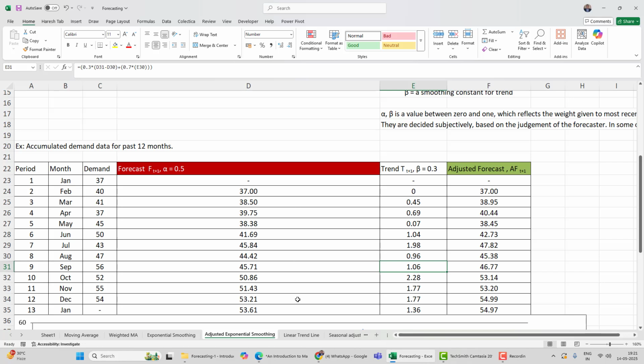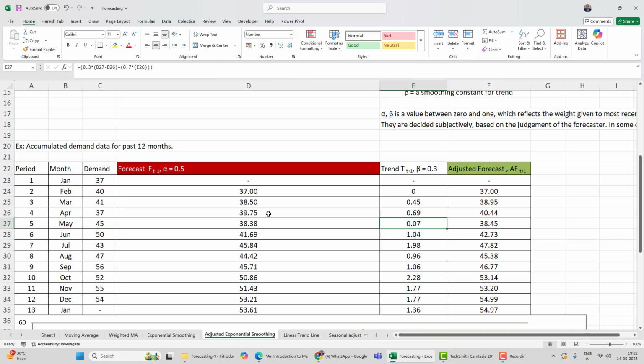Once the forecasts are calculated, then the trends will be calculated, and the last step is simply adding these two values. The forecast plus trend will give me the adjusted forecast. So it's one more step ahead of the forecast. But clearly remember one thing, when we are calculating trend, we will not be touching demand. We use the previous columns only, not the demand column.